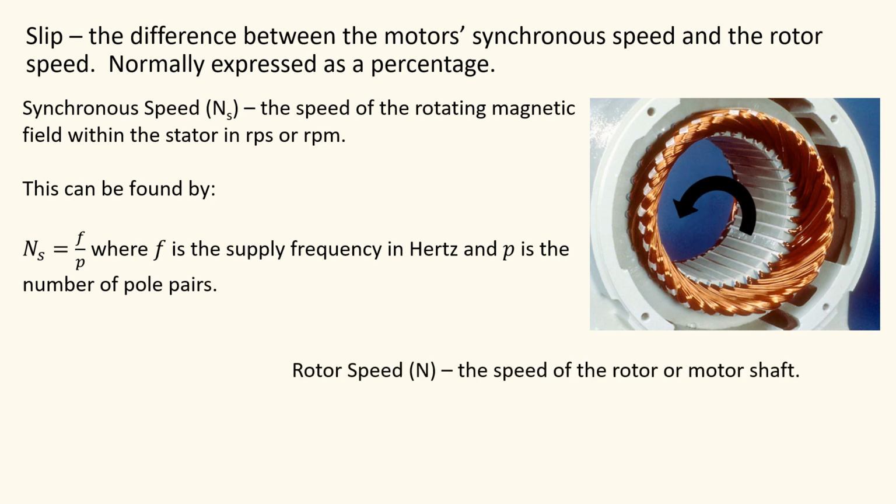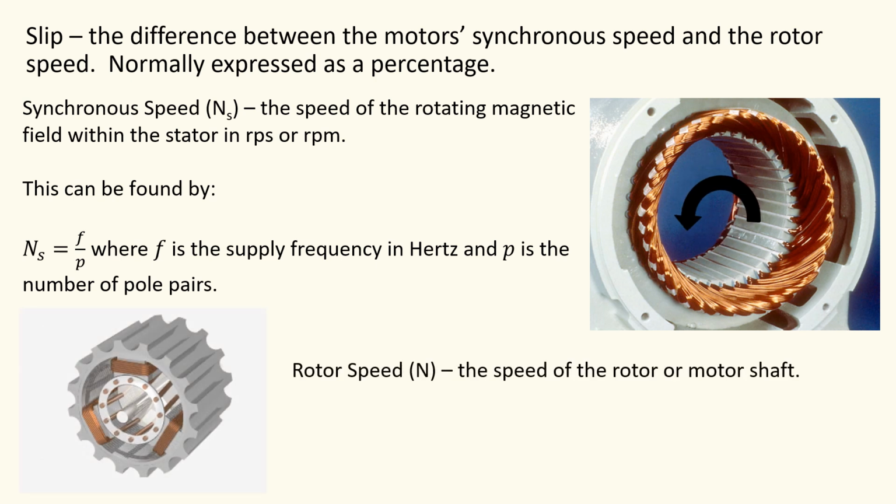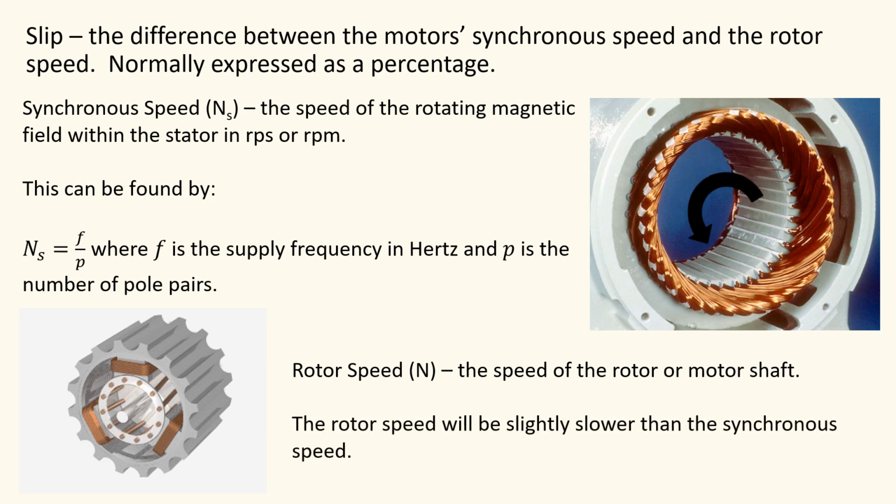Now, rotor speed, n, is the speed of the actual rotor or the motor shaft. And again, that's in revs per minute or revs per second, and the rotor speed would be slightly slower than the synchronous speed. It's that difference between the rotor speed and the synchronous speed that we call slip.